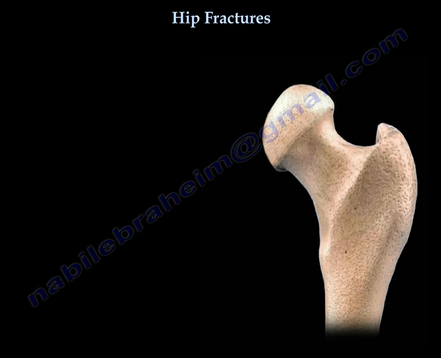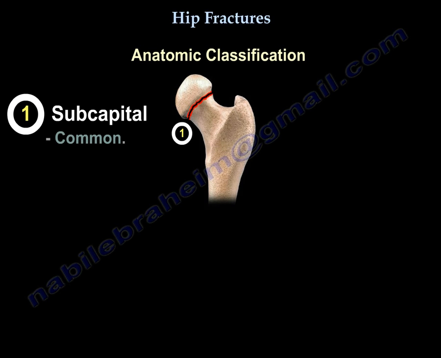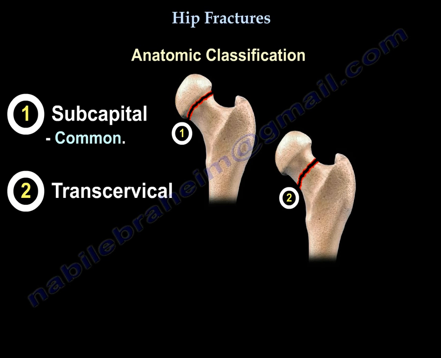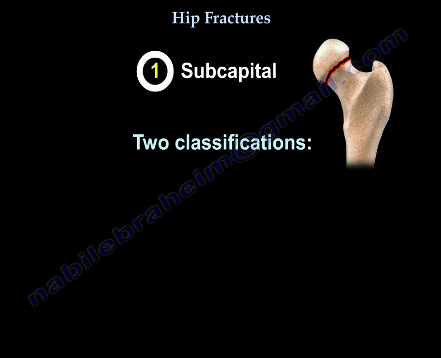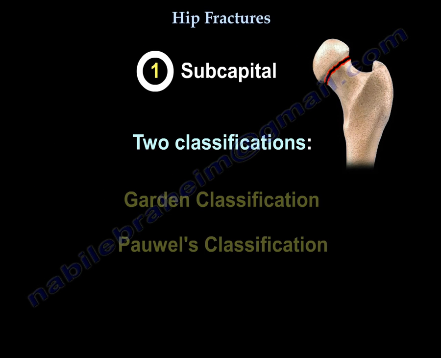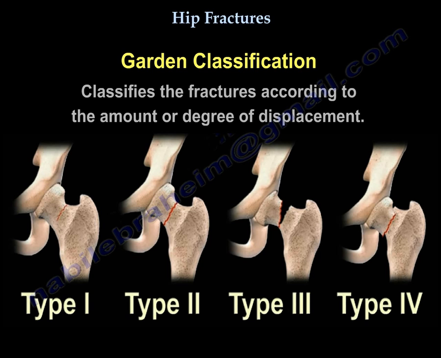The classification can be anatomic classification. You can have the subcapital fracture, which is common, or the transcervical fracture and the basicervical fracture. Subcapital fracture has two famous classifications, the Garden classification and the Pauwels classification. We start with the Garden classification. It classifies the fractures according to the amount or the degree of displacement.